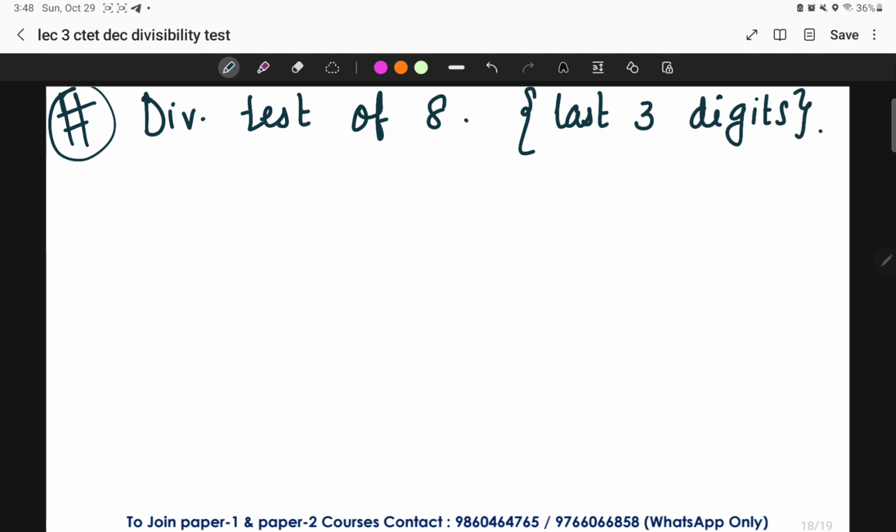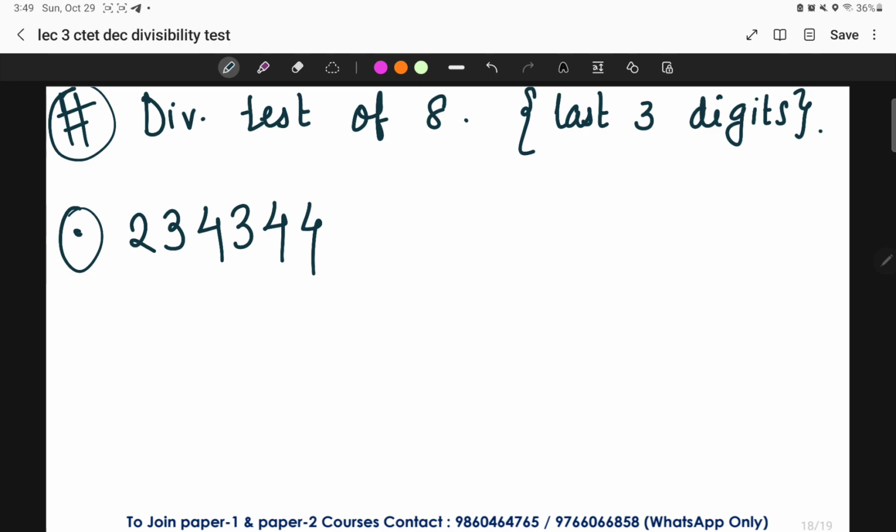Once again, in the divisibility rule of 2, we checked the last 1 digit. In the divisibility test of 4, we saw the last 2 digits only. In the divisibility test of 8, we are going to check the last 3 digits. If the last 3 digits of any given number are divisible by 8, then the number is completely divisible by 8. For example, if I take 234344.